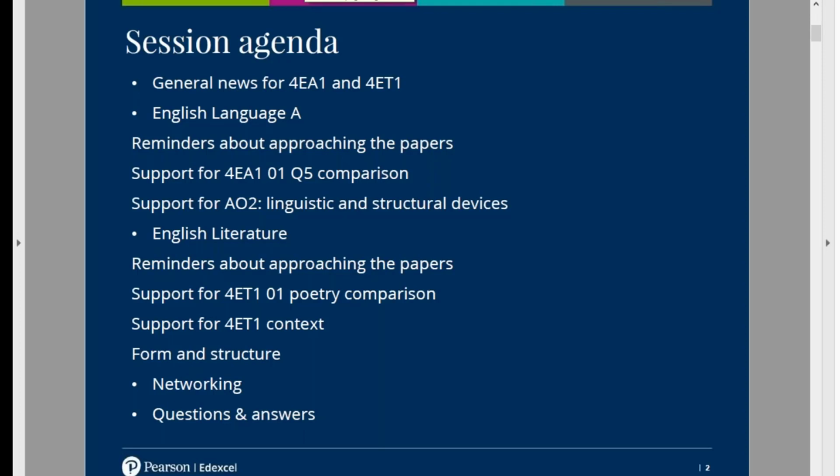If you're only doing literature, I would still recommend staying right through the first section because there are some common points. Lots of people have been asking questions about how to do question 5 comparison on English Language paper 1, and lots of people have been asking about how to do comparison for English Literature paper 1 with the poetry. So I am going to jump around a bit and talk about both, and it's obviously the same skills. So it probably makes sense for you to stay for everything.